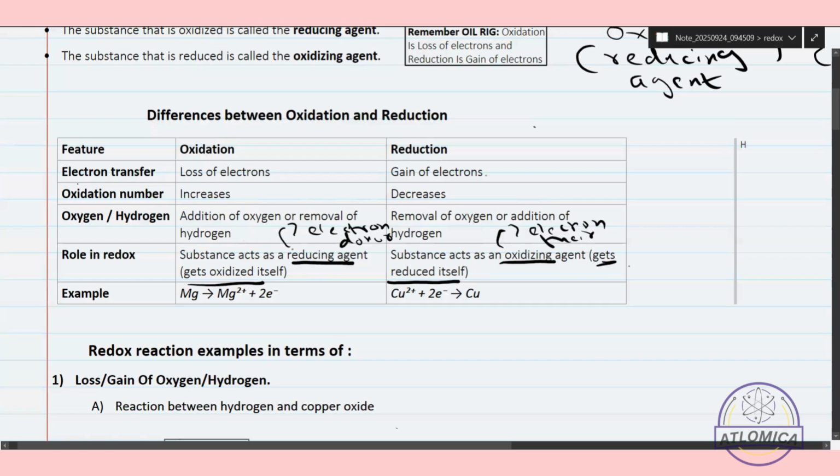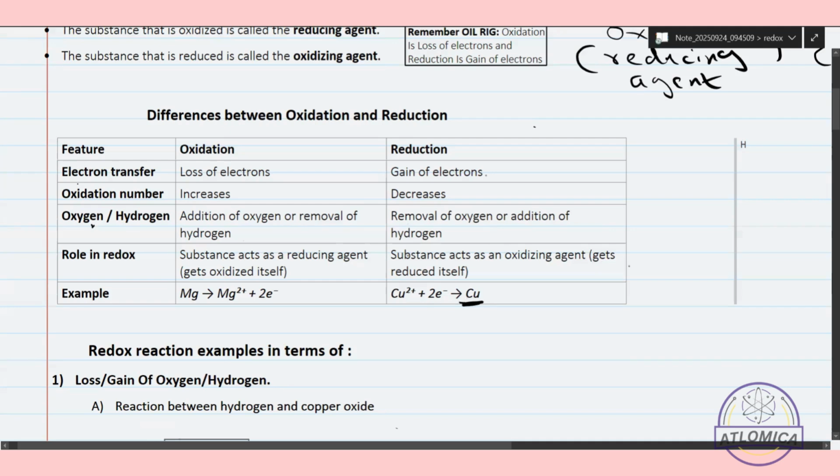One of the examples or equations that I have given here shows the oxidation of magnesium. When magnesium loses 2 electrons, it has a 2+ charge, and 2 electrons are released. Whereas copper, when it gains two electrons, its charge gets eliminated, and it becomes neutral. So it gets reduced.